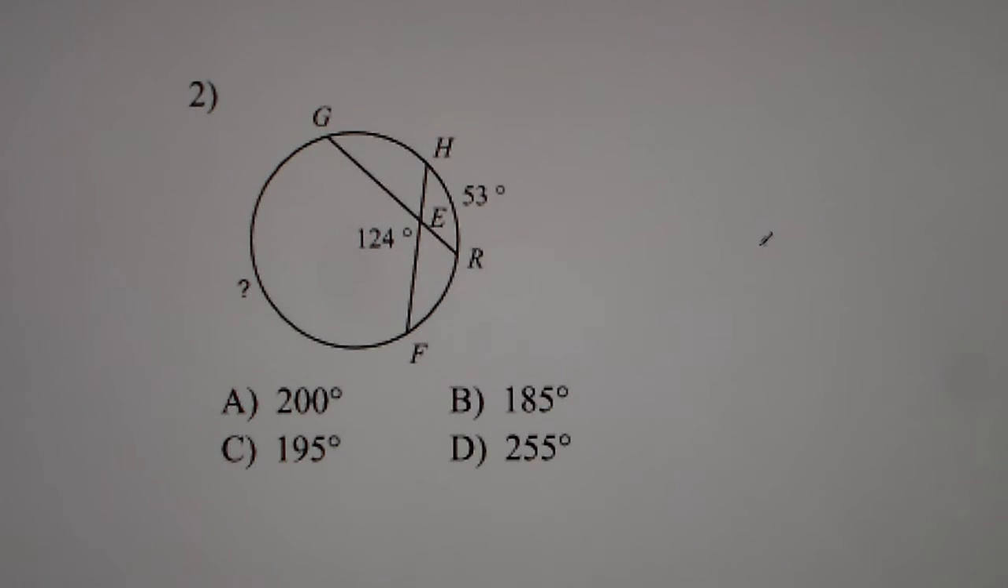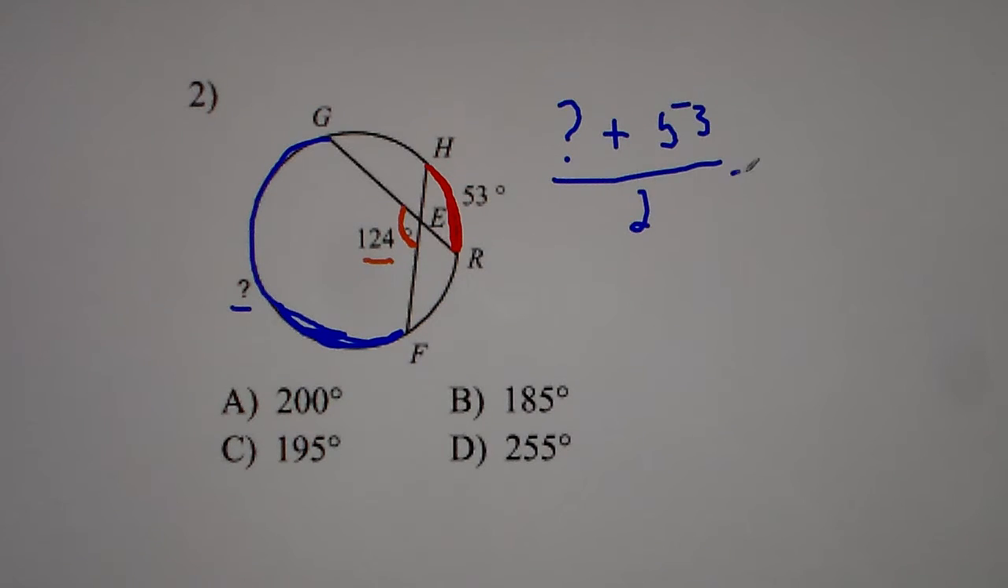Let's look at number 2 here, a little bit bigger. The angle that we found in the first problem is actually given to us here, 124. Our red arc is also given to us here at 53 degrees. And our blue arc is what we want to find. So the blue question mark plus the 53 degrees, that was in red, divided by 2 is equal to that orange of 124.